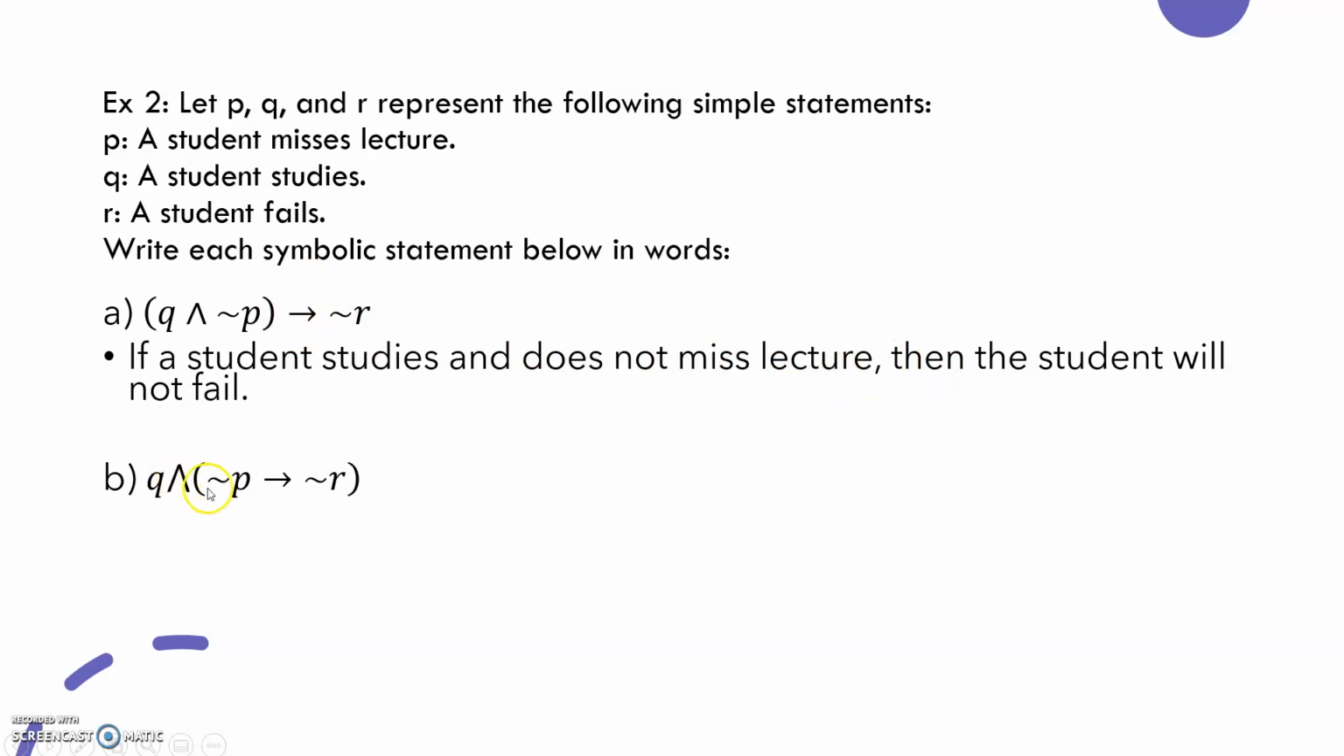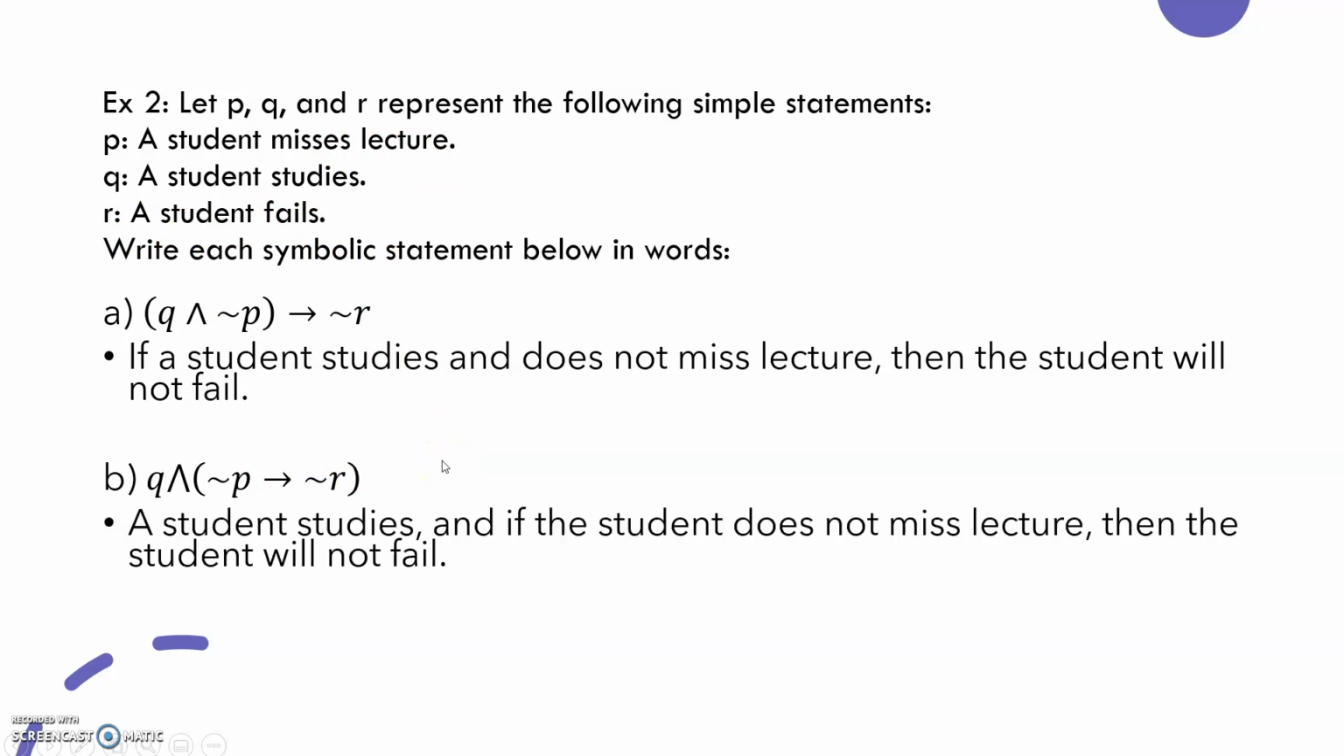Now this one, since it's not an if-then, it's really important that you pay attention to where the parentheses are to know where the comma goes. So Q is a student studies. This symbol is and. So you will say a student studies and, well now this is an if-then statement. And so this is also a parenthesis. So you will have a comma next. Then you will say if not P. So if a student does not miss lecture, then not R, a student does not fail.